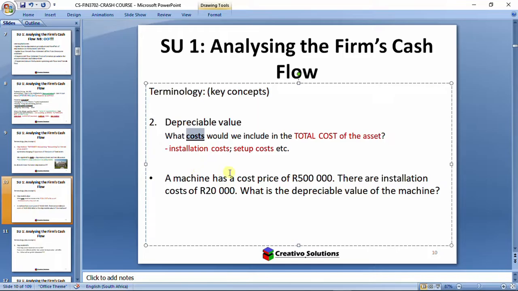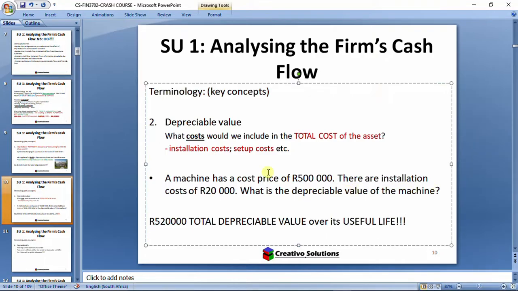Okay, all right, so an example here. The machine has a cost price of 500,000. There's installation costs of 20,000. What is the depreciable value of the machine? It's 520,000. Good. 520,000 is the total depreciable value over its useful life.